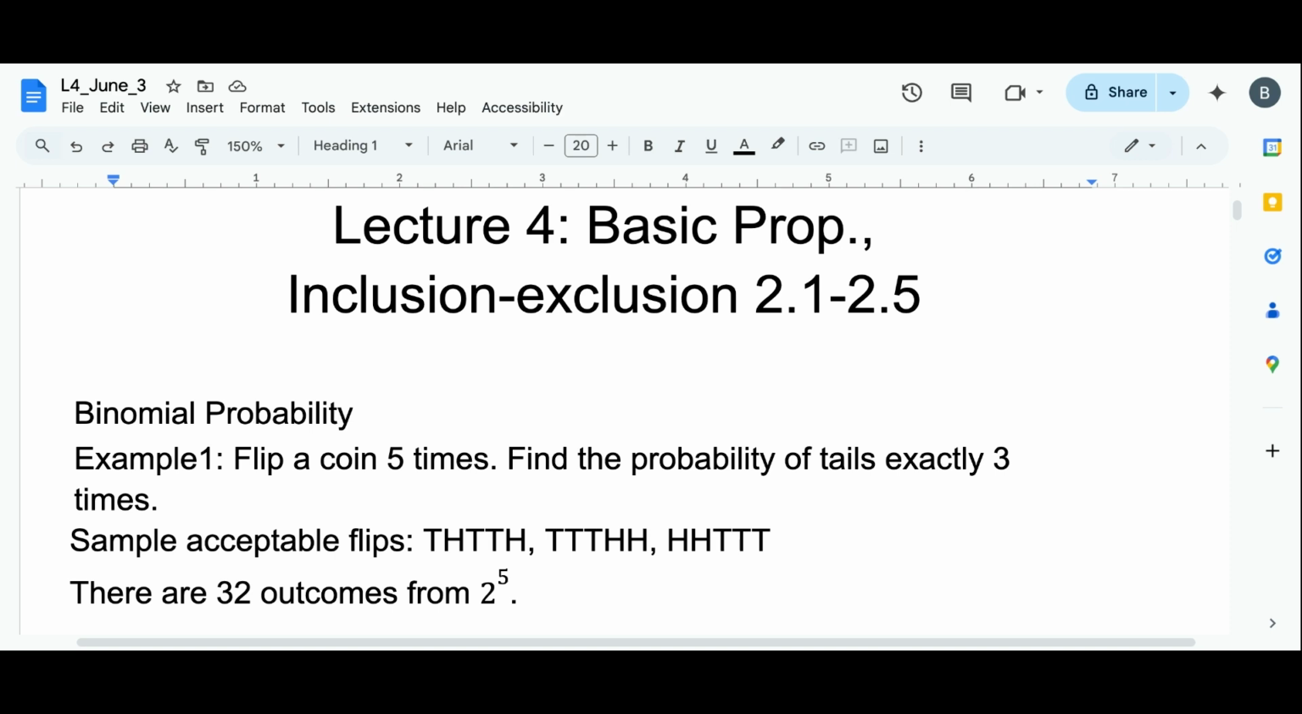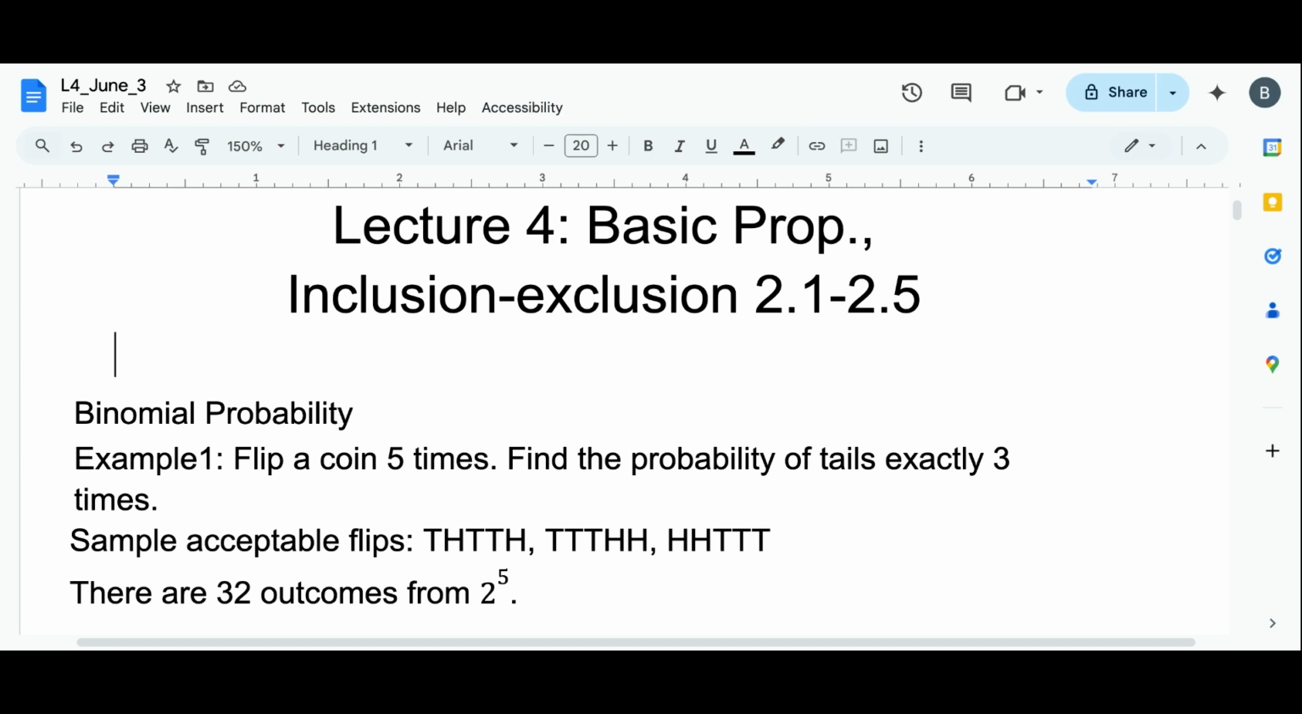So, a classic example of a binomial probability is flipping a coin. In this example, a coin is flipped 5 times, and we want the probability of it landing on tails exactly 3 times out of 5. So we have a string of 5 H's and T's, and we want exactly 3 T's. THTTH, TTTHH, HHTTT would be some examples of achieving exactly 3 tails in 5 flips.